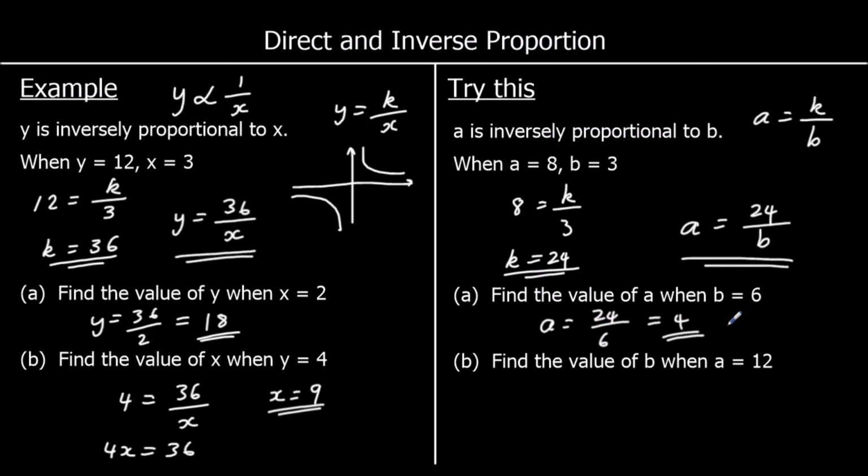Find the value of B when A is 12. So 12 equals 24 over B. Multiply both sides by B. So 12B equals 24. Divide both sides by 12. B equals 2.